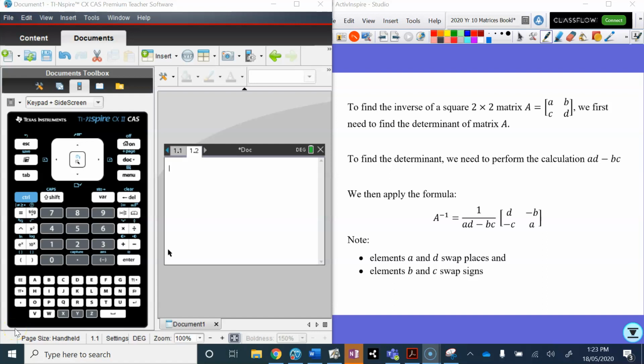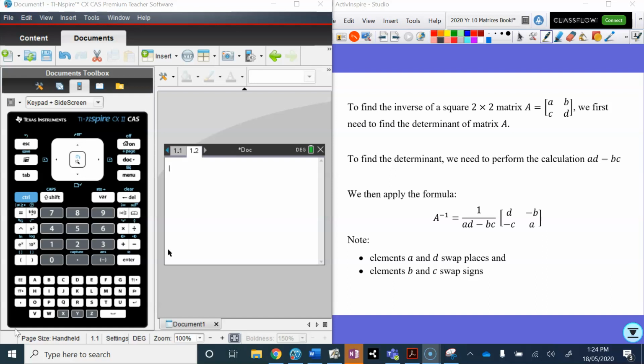Finding the inverse of a square 2 by 2 matrix is one of the few skills in matrices that you need to be able to do by hand as well as with a calculator. So to do that, the first step in that process is to find what we call the determinant.